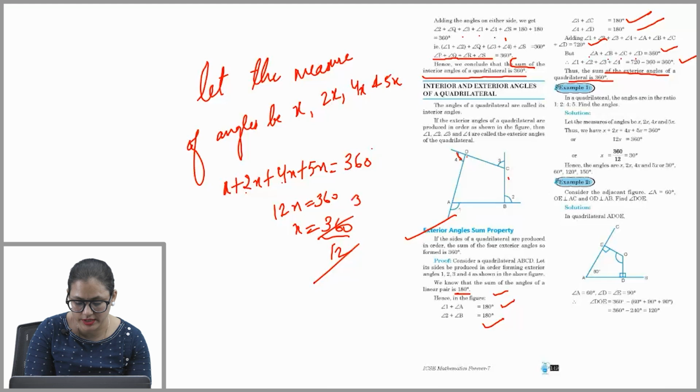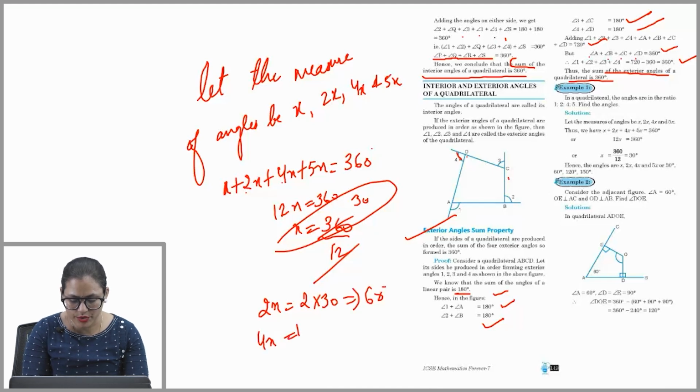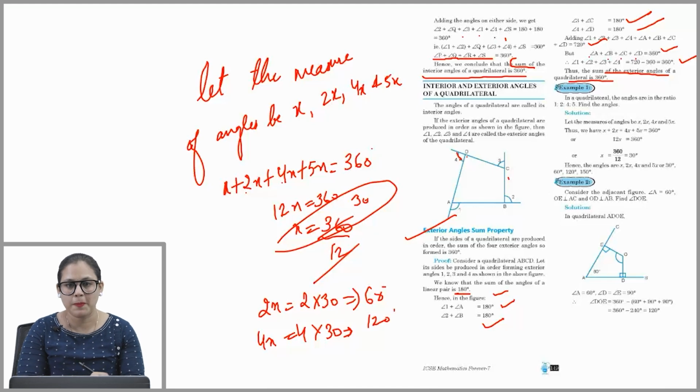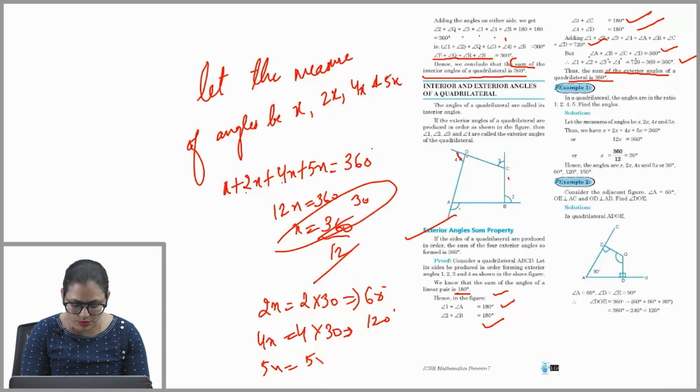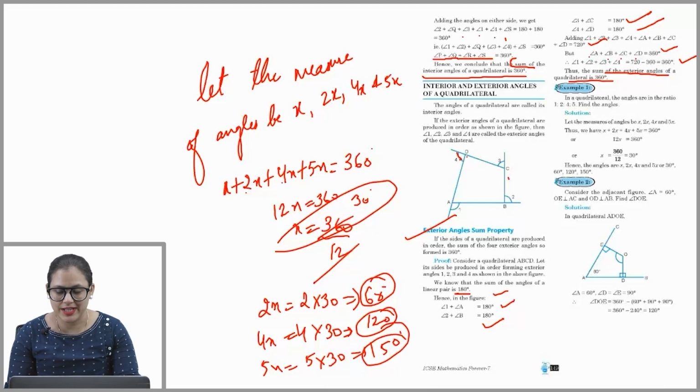That is 30 degrees. So the value of x is what? 30 degrees. 2x is 2 into 30, that is 60 degrees. 4x is equal to 4 into 30, that is 120 degrees. Okay, and 5x is equal to 5 into 30, that is 150 degrees. So these are the 4 angles: 30 degrees, 60 degrees, 120 degrees and 150 degrees, right?